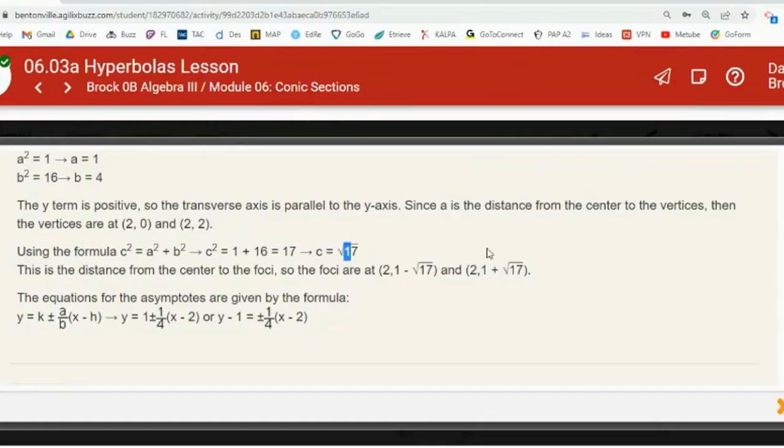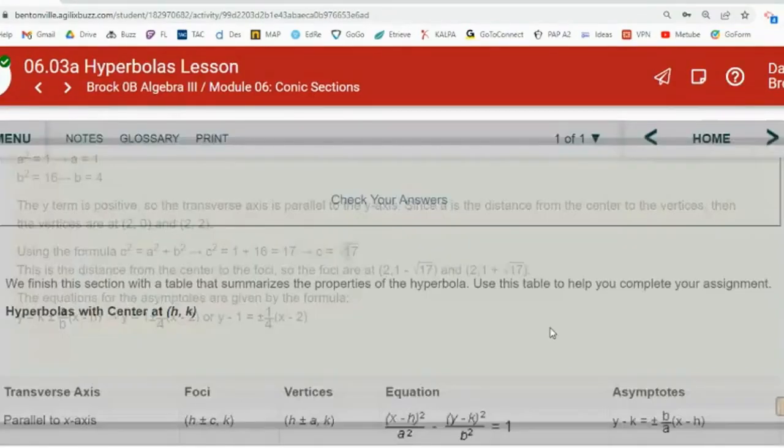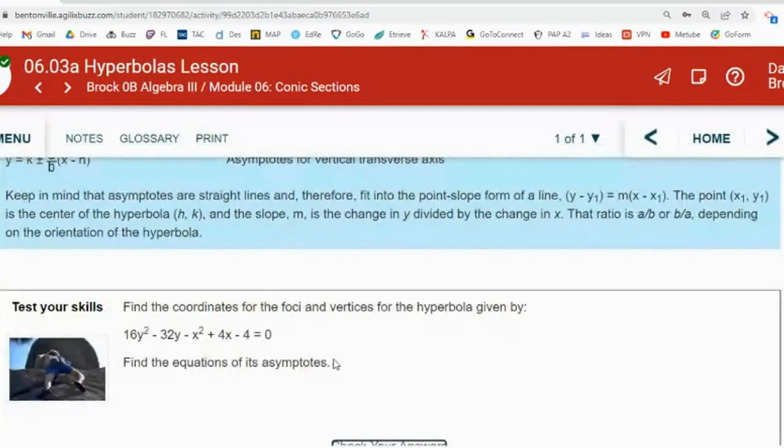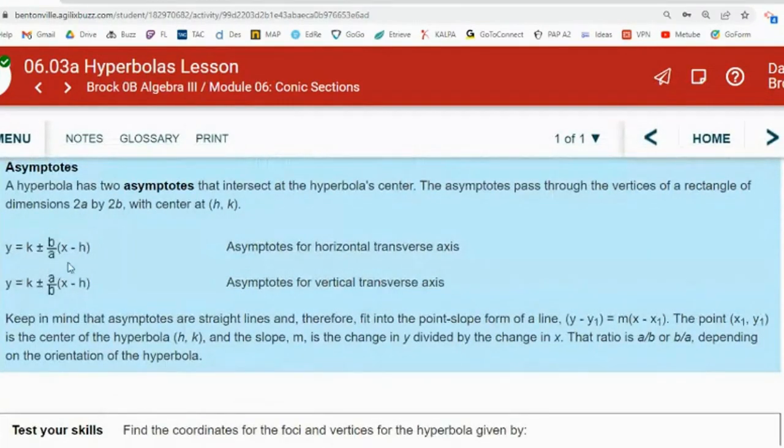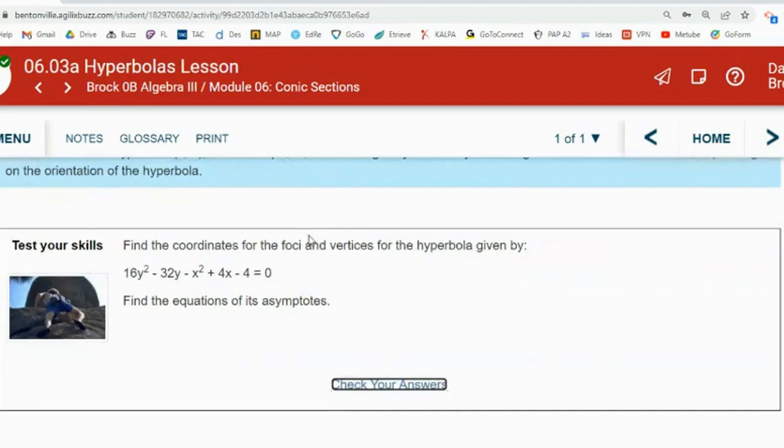Now, the whole question just asked us for the equations of the asymptotes. So we just have to know this right here. This is a vertical transverse axis. So we know the equation is y equals k plus or minus a over b times x minus h. So we didn't really even have to figure c, but they did that. I wrote that down.